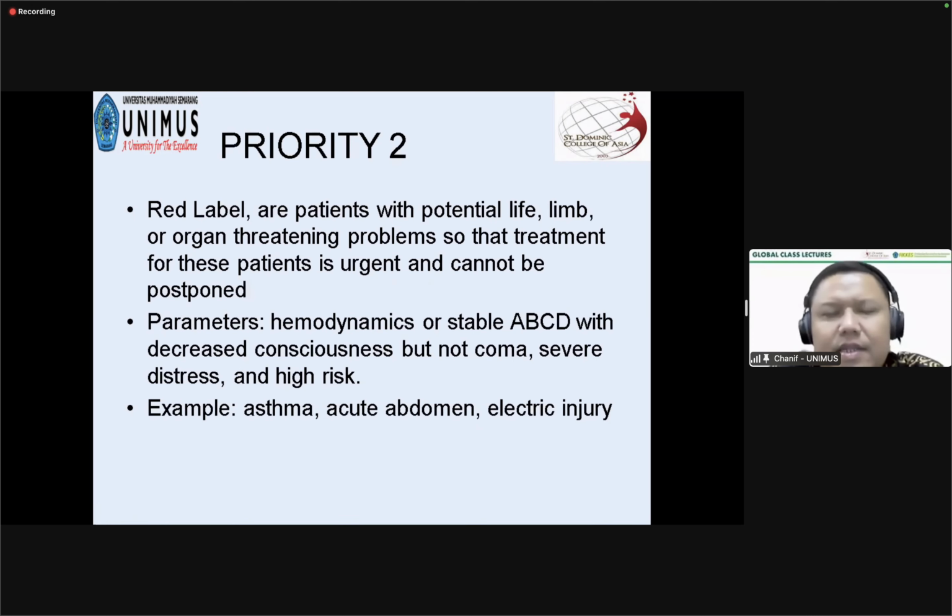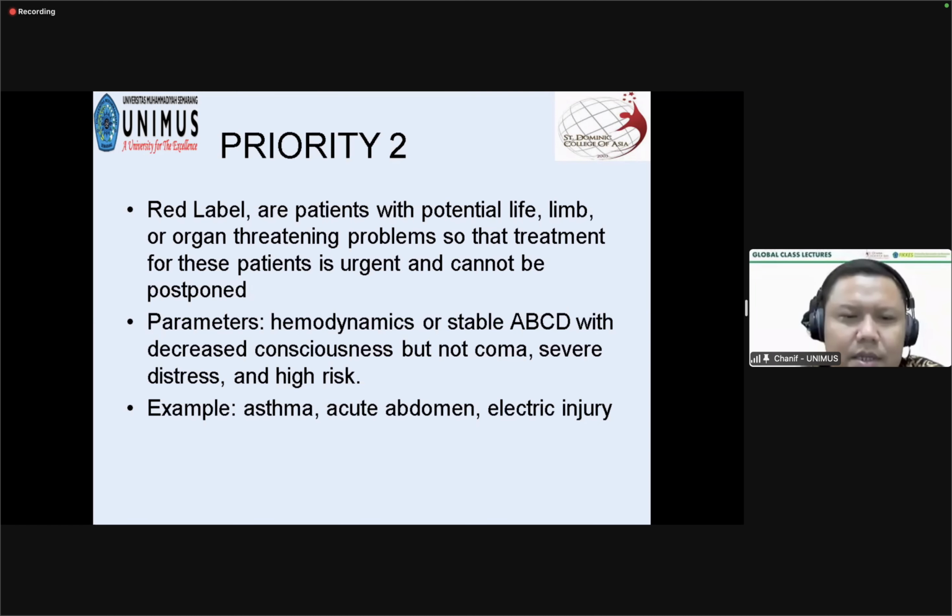The second one is about priority two, using this model. ESI is red colors. Yeah, it is for patients with potential life, limb, and organ threatening problems. So the treatment for this patient is urgent and cannot be postponed or delayed.